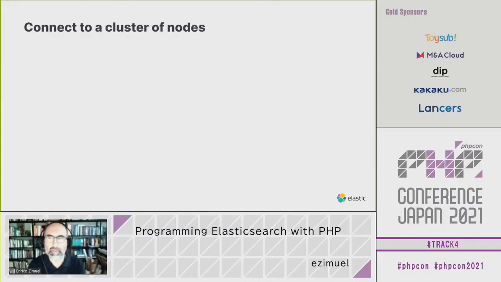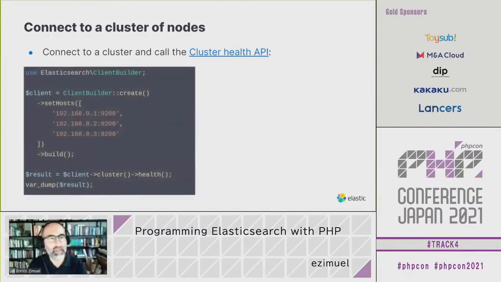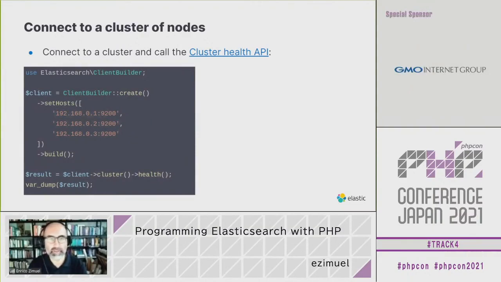Okay, imagine that we don't have just one node, but we have a couple of nodes. So we have a cluster. How can we connect and specify this using Elasticsearch-php? Very simple. In setHosts, that is plural, as you can see, we have an array. So instead of specifying just one node, we can specify a list of nodes. In this case, we have 3 nodes, and that's it.